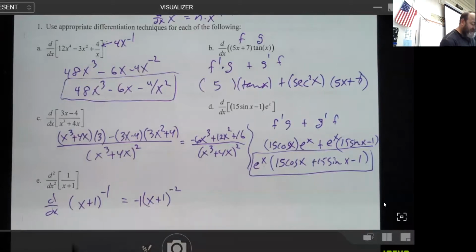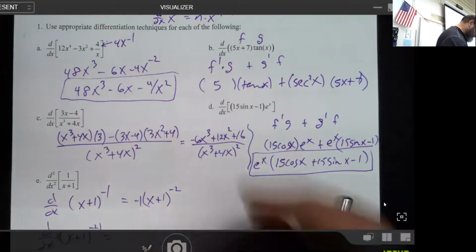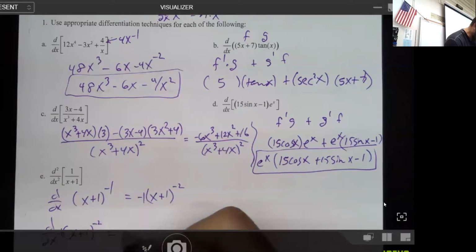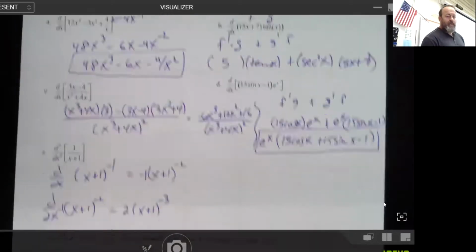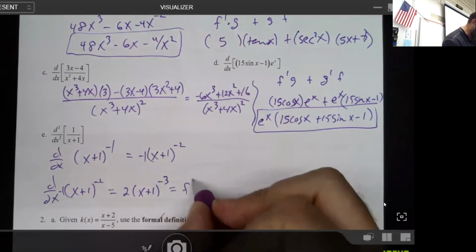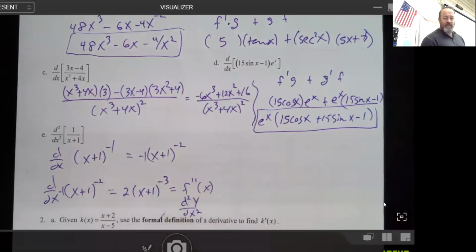Now, if I want to take the derivative of this, it would be the derivative of this guy. Again, just like before, let me fix this little stray mark that makes it look like a 21. Negative 2 times negative 1 is 2x plus 1 to the minus 3 times the derivative of what's inside. And that, of course, is going to be f double prime of x, also known as d squared y dx squared. Just different versions of how we say things.